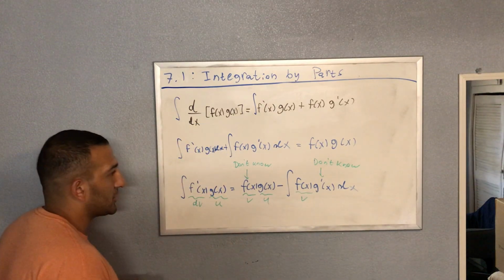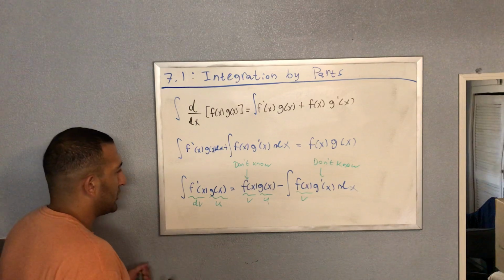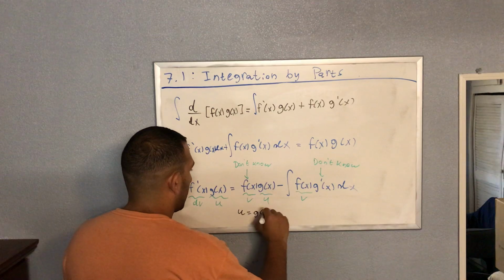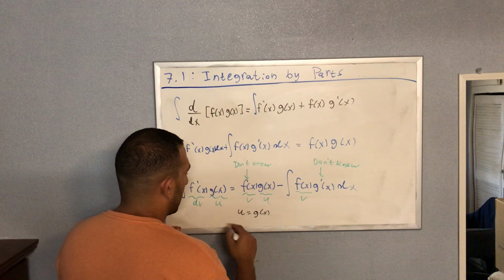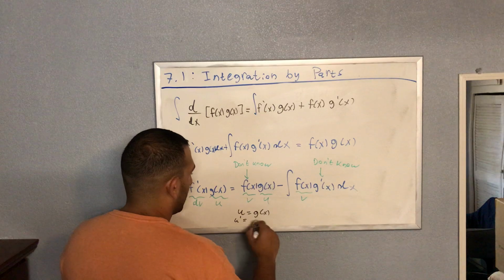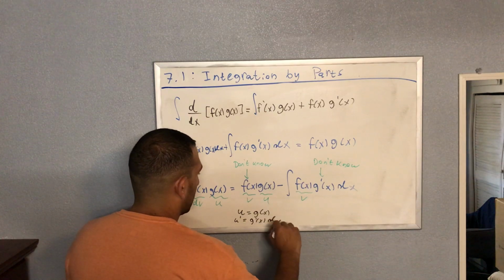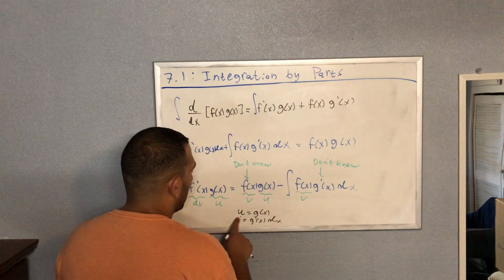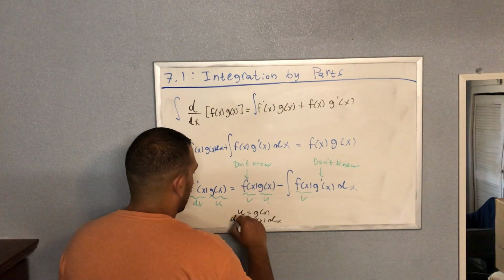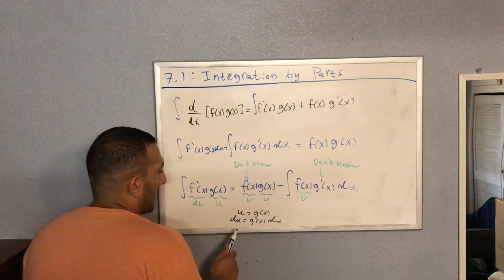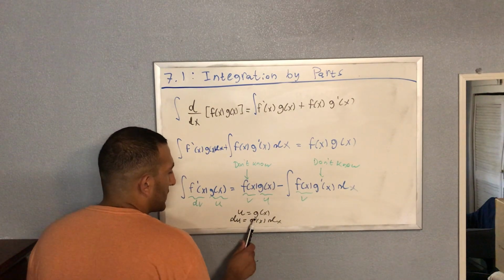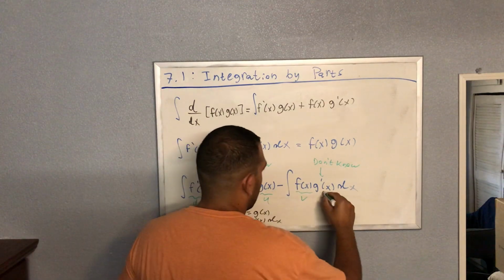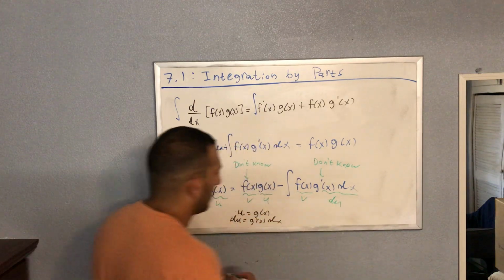And now we need to figure out what g prime is. So g is u, so u equals g of x. If you take the derivative of both sides, that means that u prime is g prime of x dx. In the differential form that we're used to, this is du. So we have du equals g prime dx. So g prime dx is actually du.